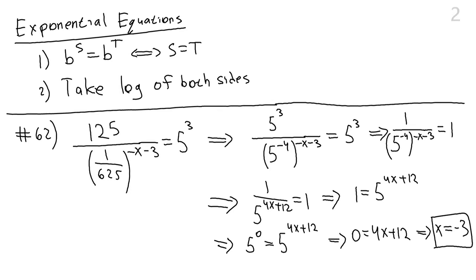We can certainly plug that in to check. If we plug in x equals negative 3, the bottom becomes something to the power of 0, which is 1, and we have 125 equals 5 cubed. We will use strategy 2 when we do applications of exponents later in this review. Next, we're going to do logarithmic equations.